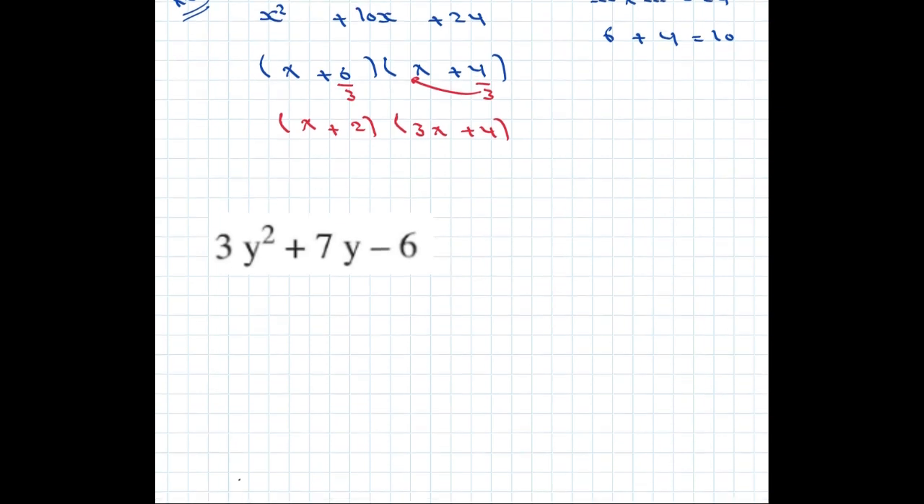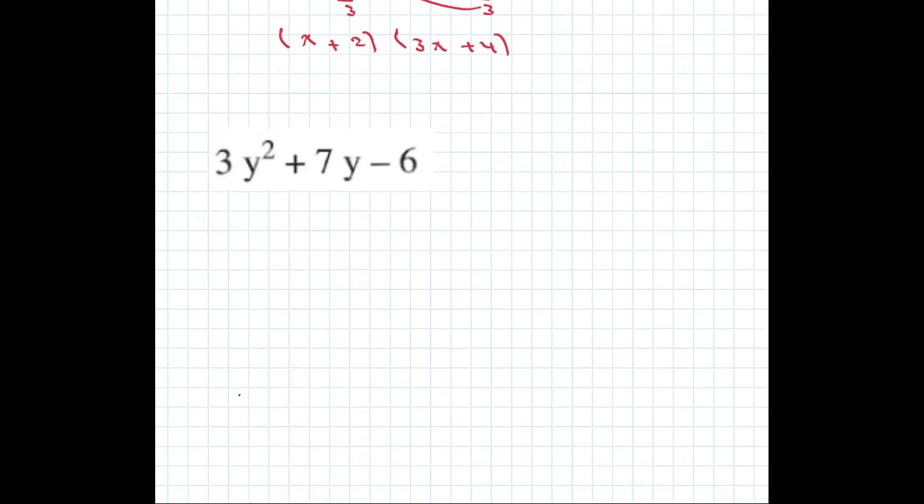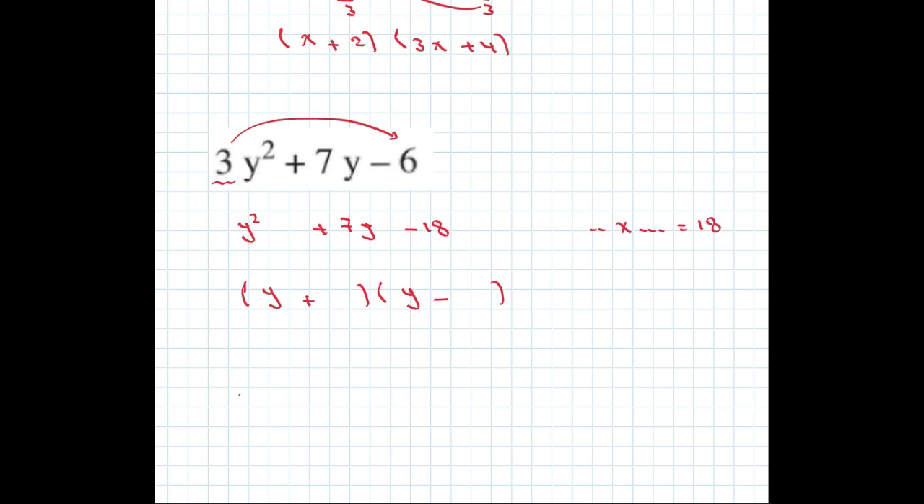Let's try another one. By multiplying the coefficient of y squared by the absolute term, we find y squared plus 7y minus 18. And then we will factorize it as a simple trinomial. y squared will be factorized as y. The last sign is negative, so we will write it as positive and negative. Then we will search for two numbers. Their product is equal to 18, and the difference between them is equal to 7.